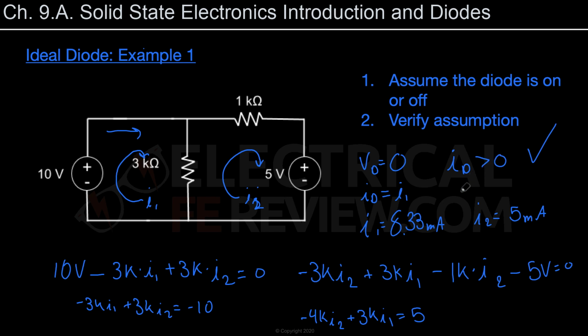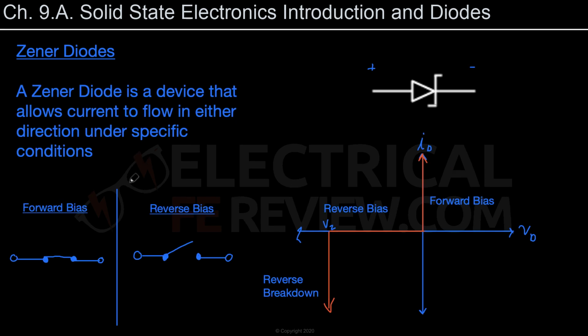Now we're going to be moving on to talking about Zener diodes. Okay, so now we're going to be talking about Zener diodes. A Zener diode is a device that allows current to flow in either direction under specific conditions.